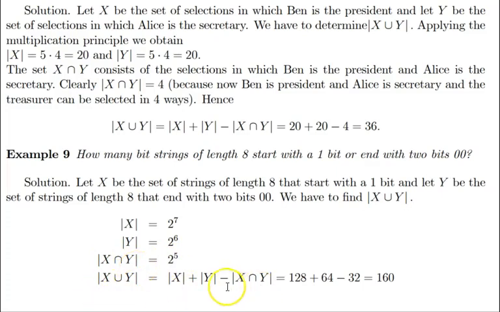And then the inclusion-exclusion formula applies. We have the cardinality of X is 2 to the 7, 128. The cardinality of Y is 64, and the cardinality of the intersection is 32. So the result is 160.